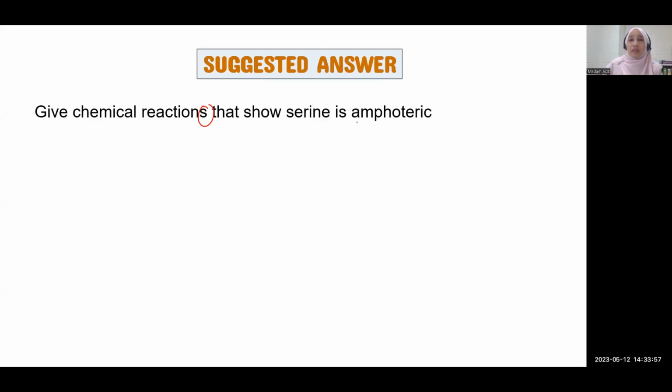Okay, sebab bila perkataan amphoteric ni, apa maksud amphoteric? Dia ada both acidic dan juga basic properties. Dia boleh jadi acid dan dia juga boleh bertindak sebagai base. Alright? Okay, jadi yang pertama, saya dah siapkanlah jawapan untuk senang you refer.